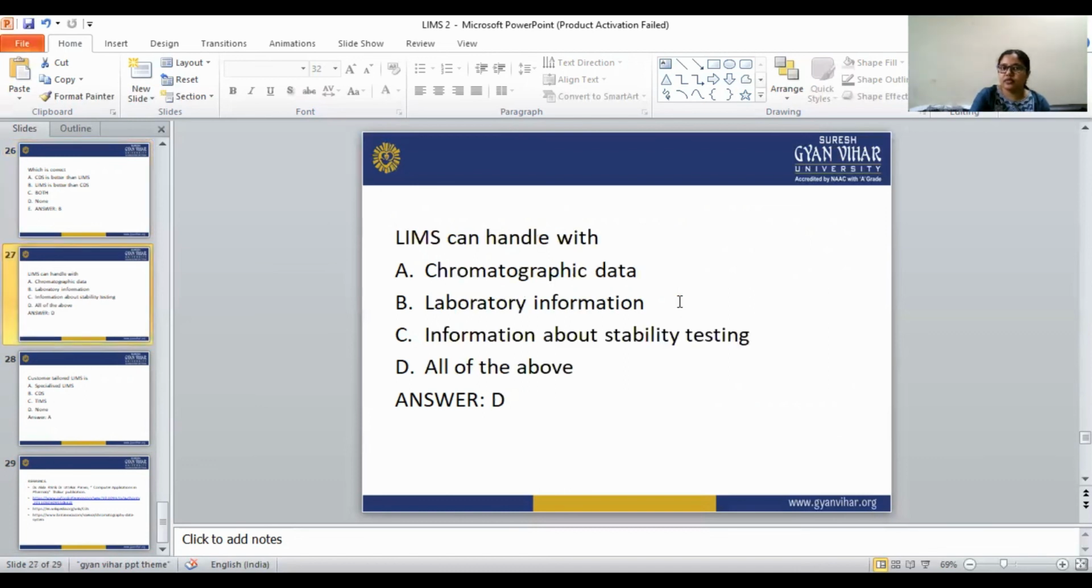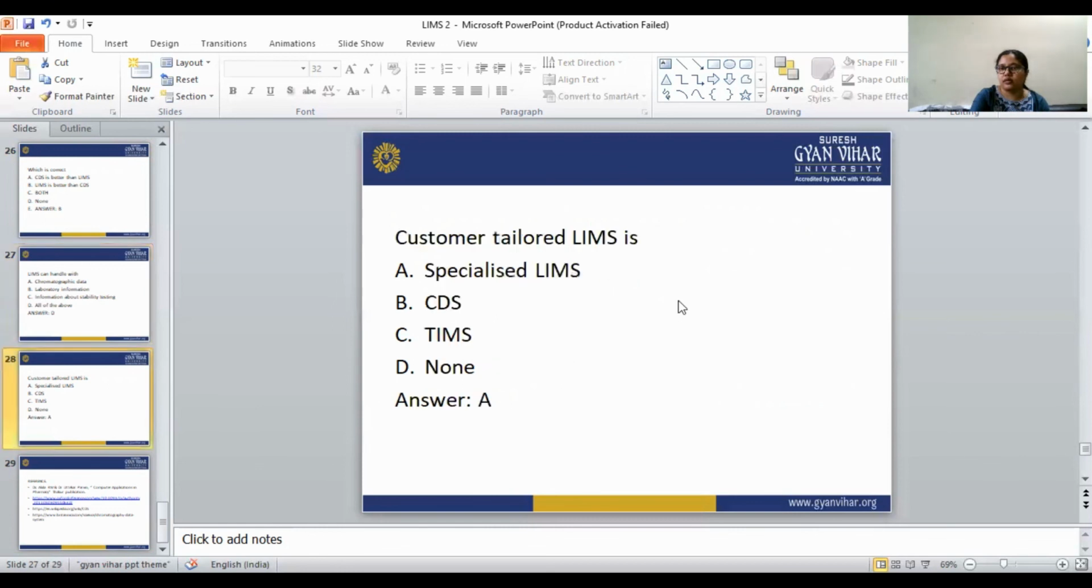LIMS can handle chromatographic data, laboratory information, information about stability testing, or all of the above? The correct answer is all of the above, because the LIMS can handle all the things together. Customer tailored LIMS is a specialized LIMS, CDS, TIMS, or none? The customer tailored LIMS is a specialized LIMS.